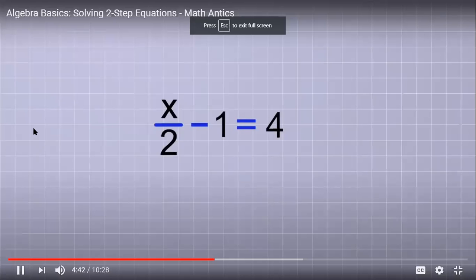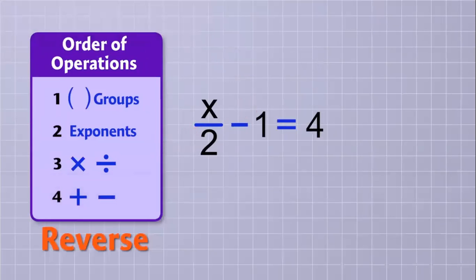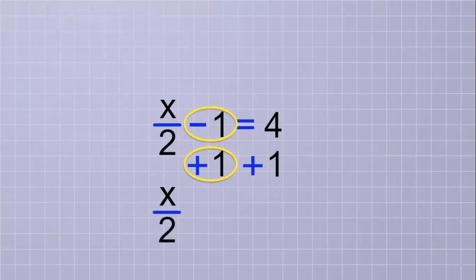We're going to apply the order of operations rules in reverse to undo the subtraction and the division operations. Since we would normally do the subtraction last, we're going to undo it first. To undo the subtraction, we add 1 to both sides of the equation. On the first side, the minus 1 and the plus 1 cancel out, leaving just x over 2 on that side. And on the other side, we have 4 plus 1, which is 5.